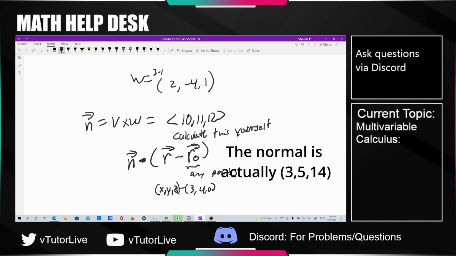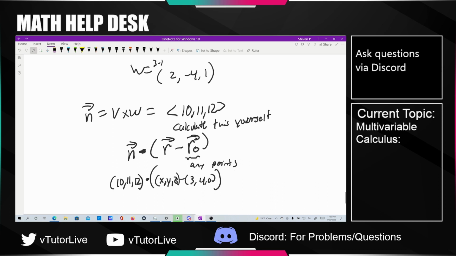And what did you say this was? This was 10, 11, and 12. Started with this. So at this point, you just do this and set it equal to 0. And that's your equation of a plane right then and there.